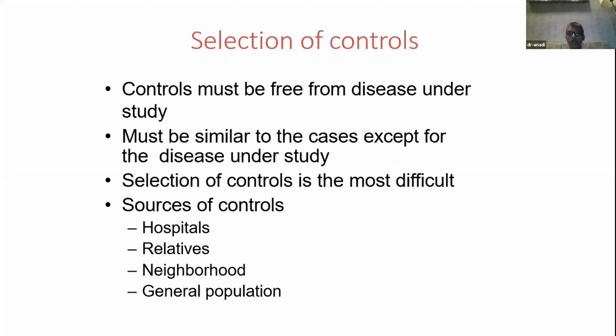Selection of control: must be free from the disease under study, and must be similar to the cases except for the disease, free from cancer or diabetes or whatever we are studying. This is the most difficult part. Sources of control may be from the same hospital, maybe from the relatives of the patient, from the neighborhood of the patient, or from the general population.